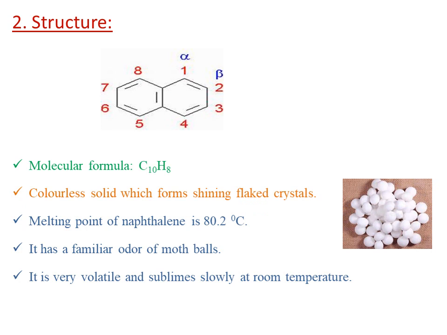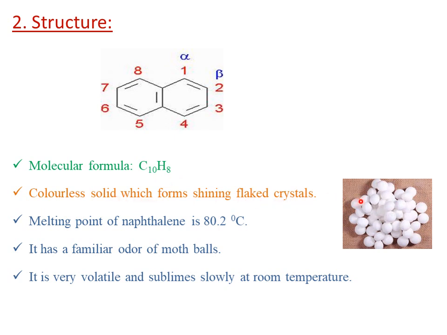And this is the structure of naphthalene. In this structure, we start the numbering from 1, 2, 3, 4, with no numbering for the bridged carbon atoms, and then go on to 5, 6, 7, 8. Position 1 is also named alpha and position 2 is named beta. It has a total of 8 corners with 2 bridged carbon atoms, so it consists of C10, with the 8 corners carrying 8 hydrogens. The molecular formula of naphthalene is C10H8, and it is a colorless solid which forms shining flaked crystals.